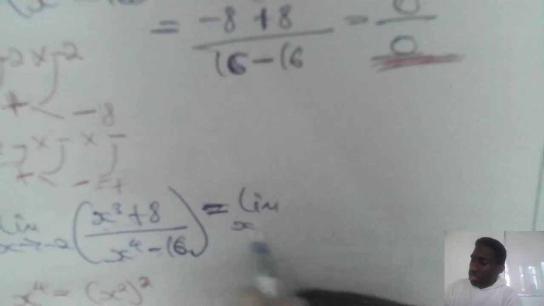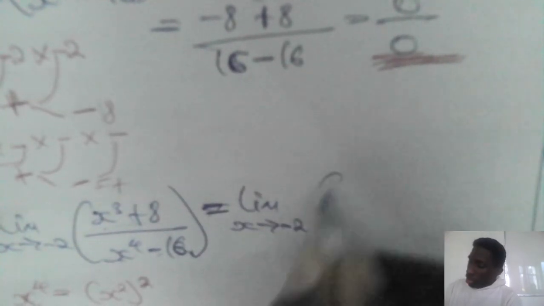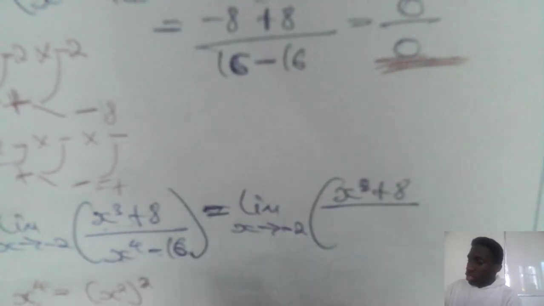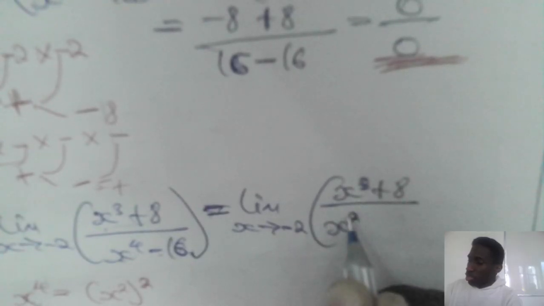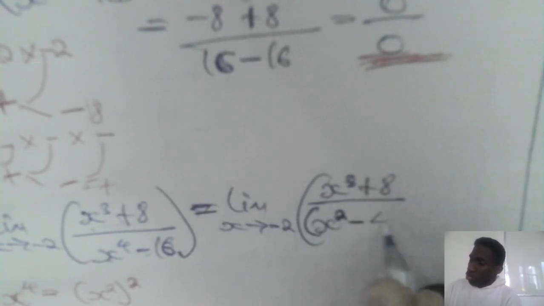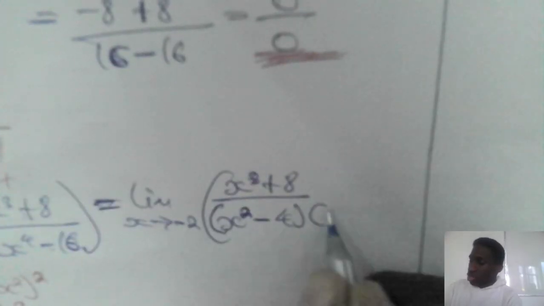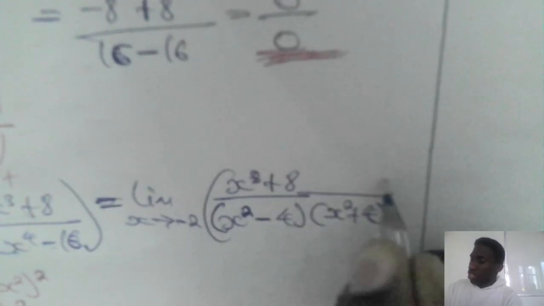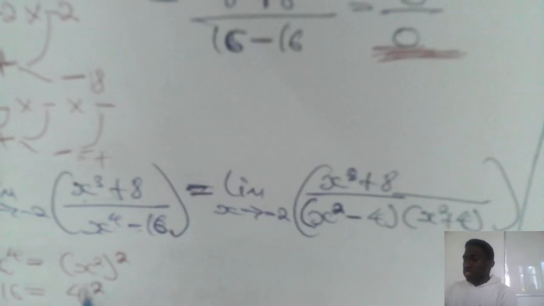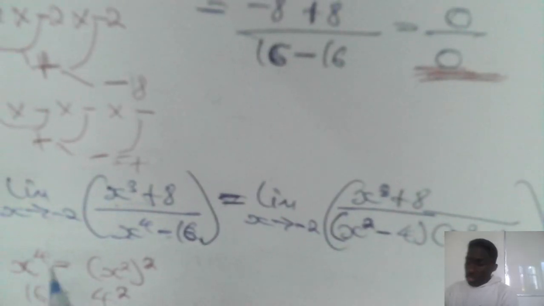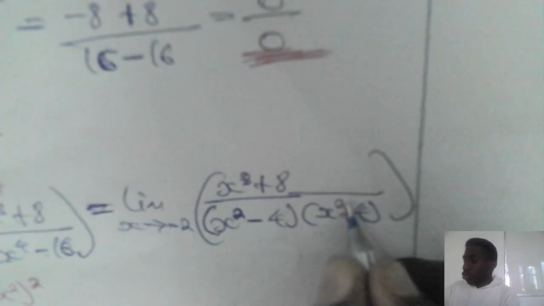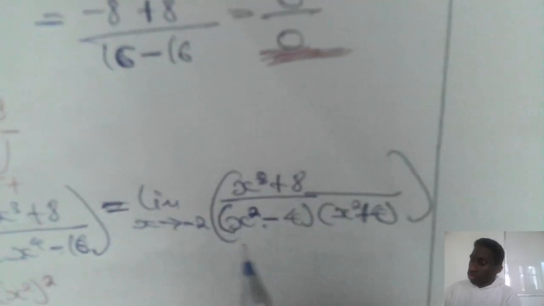So this is the limit as x approaches minus 2 of x cubed plus 8 divided by, this becomes, the first bracket is x squared minus 4, the second bracket is x squared plus 4. So that's how we break it down. These are the square roots of x to the 4 and 16, so we just use them to factorize it. One bracket has a minus, the other bracket has a plus.